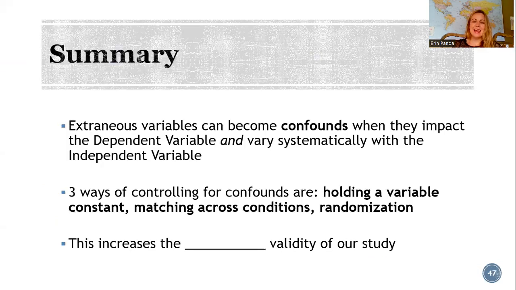So to summarize, extraneous variables can become confounds when they impact the dependent variable and they vary systematically with the independent variable. We can avoid the systematic varying with the independent variable by controlling for the confounds, by holding a variable constant, matching across conditions, and randomization. All of these methods increase the, fill in the blank here, internal validity of our study.